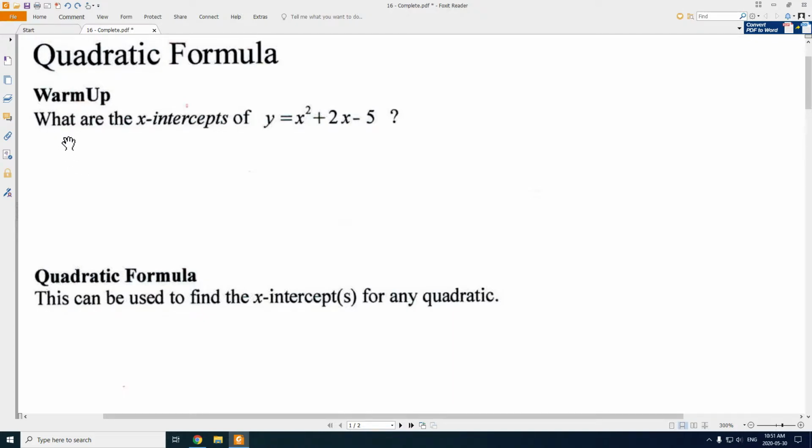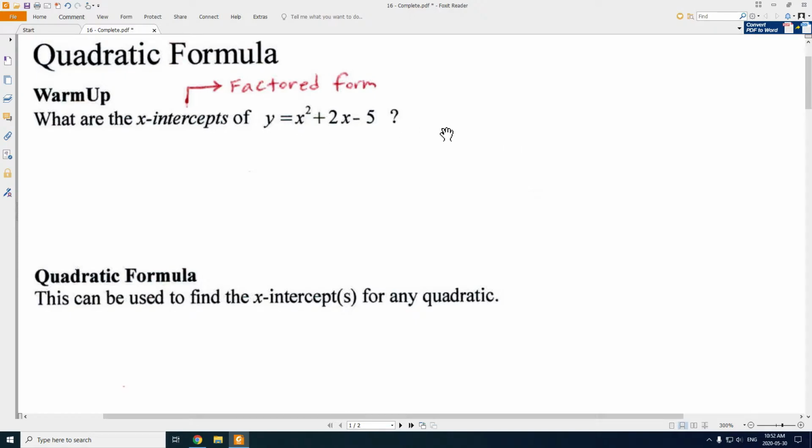So, warm up. What are the x-intercepts of y equals x squared plus 2x minus 5? All right, so that's a pretty standard parabola. It's asking us for x-intercepts, so the first thing we would think about would probably be factored form. Okay, let's switch it into factored form, and now we know our x-intercepts. All right, so let's try and switch this into factored form.